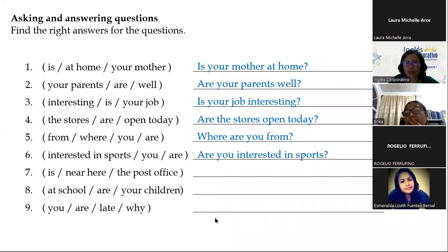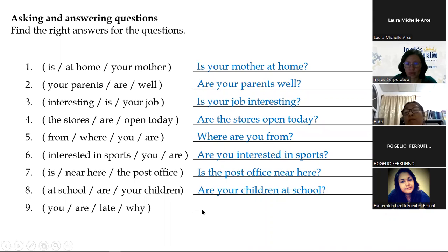Okay, is the post office near here? Muy bien, right? So is the post office near here? Very good. Number eight, right? That's gonna be number eight. Muy bien. Are your children at school, right? Are your children at school? Very good. And the last one, number nine.